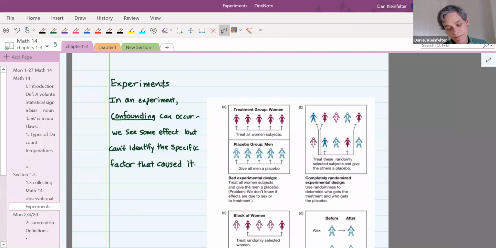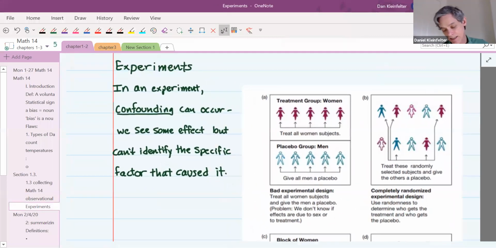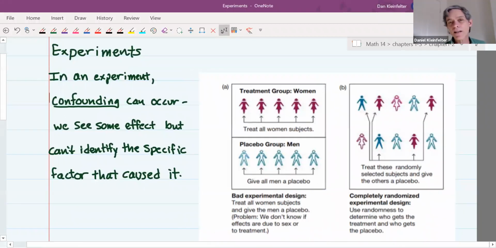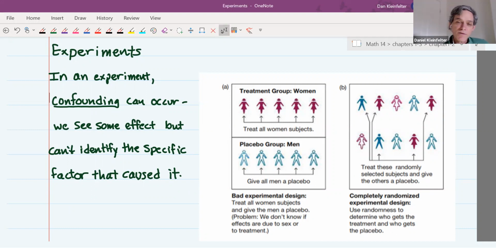Okay, a little bit about experiments next, and then we'll be finished. In an experiment, confounding can occur if we see some effect, but we can't identify the specific factor that caused it. And a lot of times, if you are more careful about the way the sampling is done, that can decrease the amount of confounding that can occur.